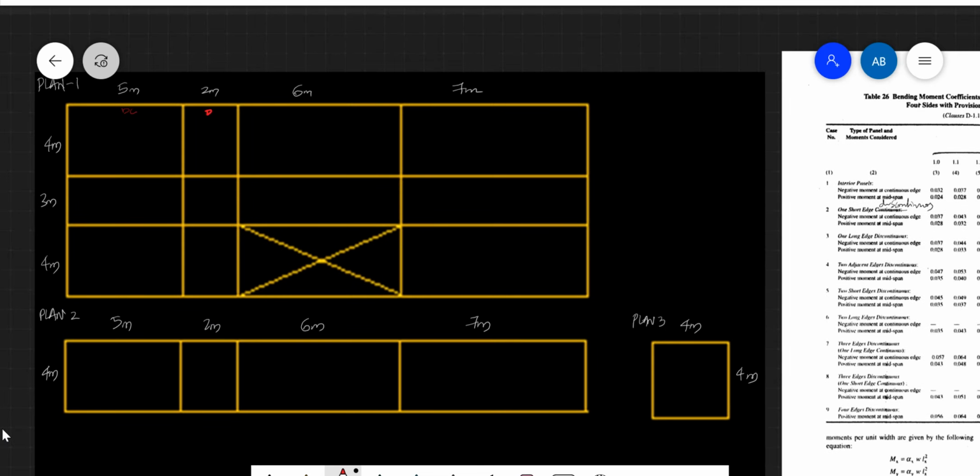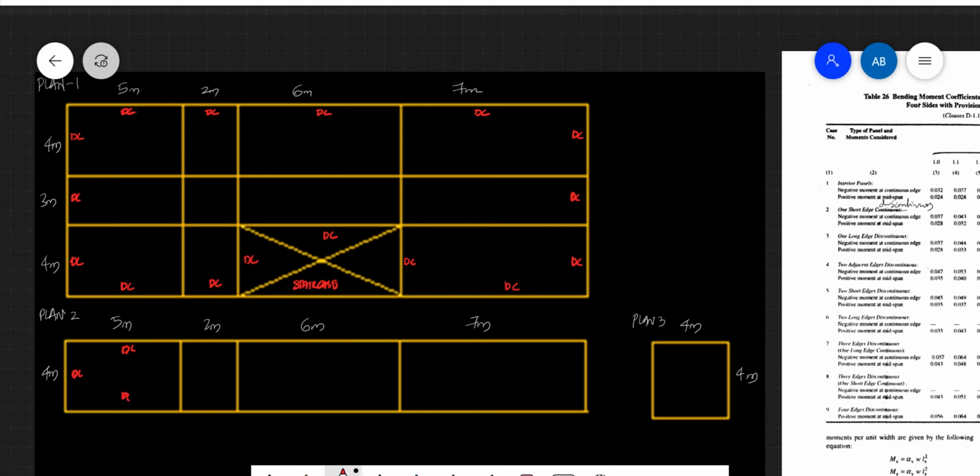So I could write this edge is discontinuous, this is discontinuous, this is discontinuous. Here there is a staircase. This is actually a staircase, so there is no portion over here. So I could write this is also a discontinuous edge. When coming to plan 2 also, all these edges are discontinuous.